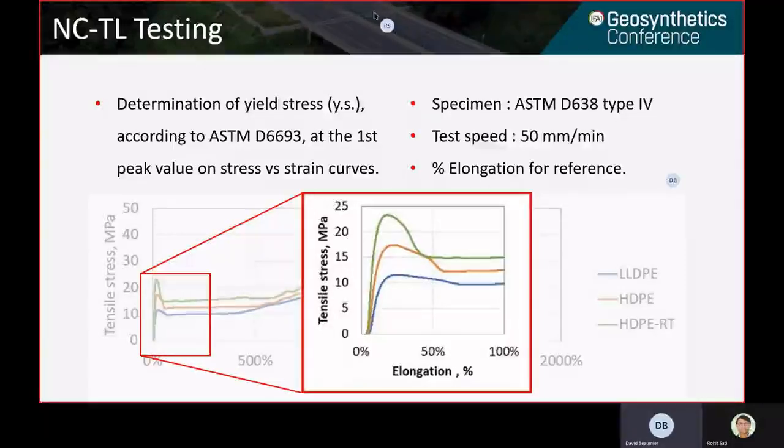And in this close-up, you may see that we have quite different behavior if we look at LLDPE, HDPE, or HDPE RT, which is this bimodal polyethylene. The reason for this is much related to the level of crystallinity of each material and also their molecular structure.